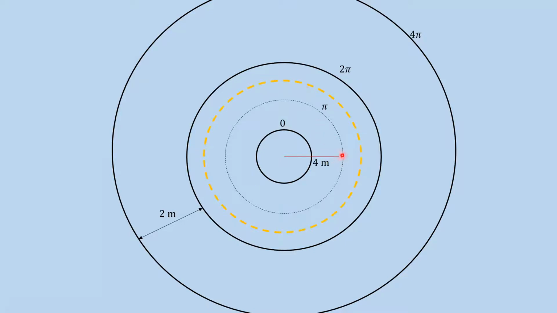On the other hand, if we move outward by half a meter, that brings us here to 4.5 meters. And again, we've moved halfway between the pi radians valley and the 2 pi radians peak. So that would have to be 3 halves pi. What's the number halfway between 1 and 2? 1.5. 1.5 pi is the same as 3 halves pi. Okay, I hope that helps.